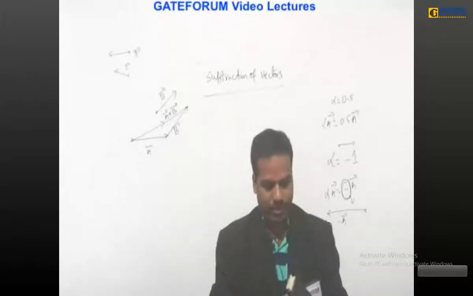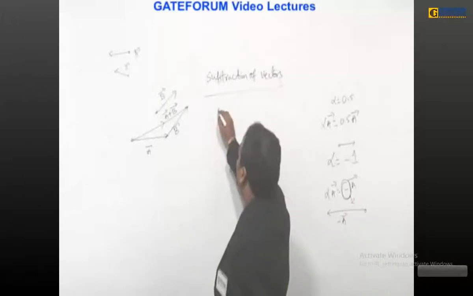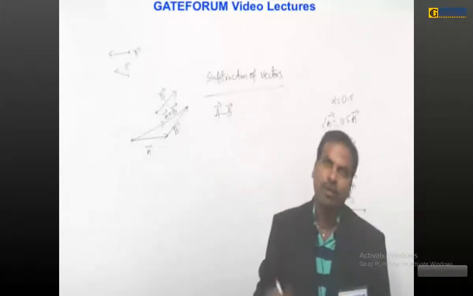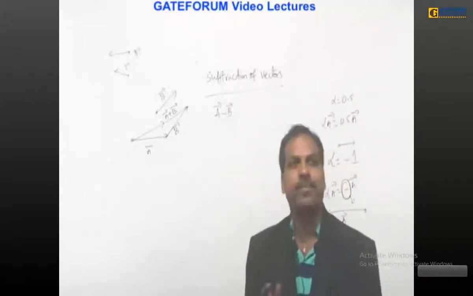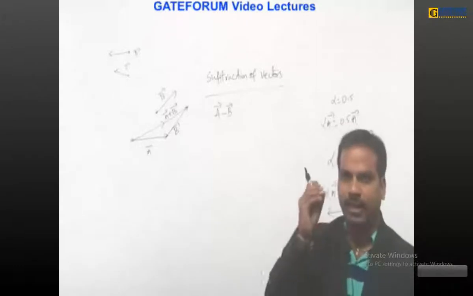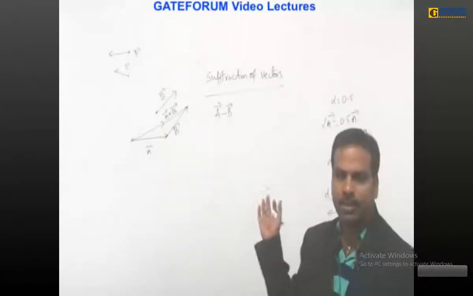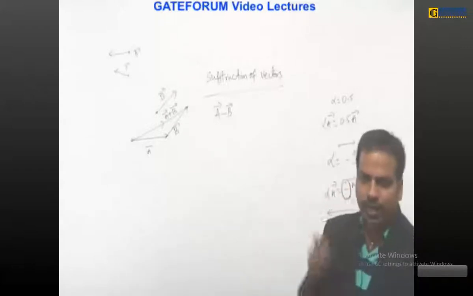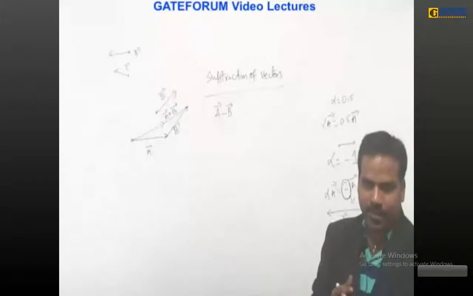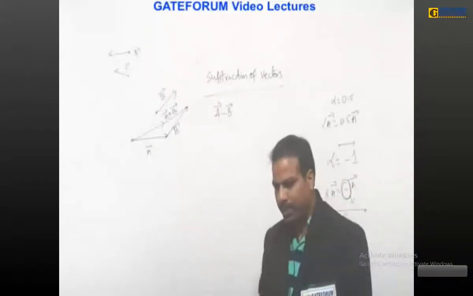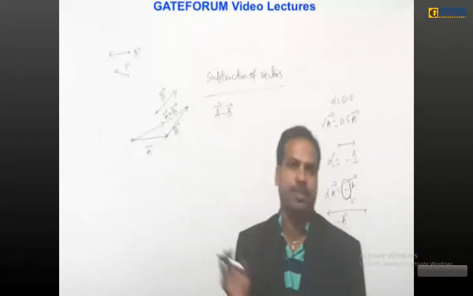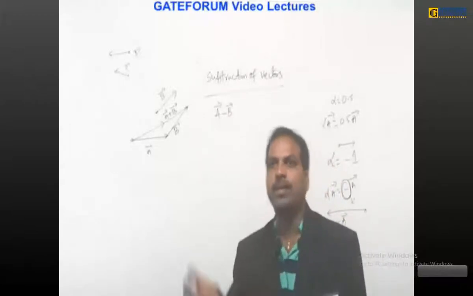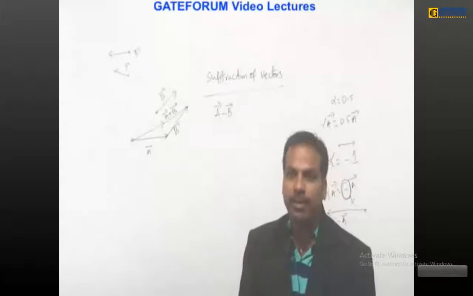When we consider subtraction of vectors, let us say I am supposed to get A bar minus B bar. But the subtraction of vectors can also be obtained using addition. Just now we have seen what minus B bar represents: in the scaling operation, when alpha equals minus 1, what does minus A bar represent? Similarly, you can obtain minus B bar. That means minus B bar is similar to B bar, but the direction is reversed.